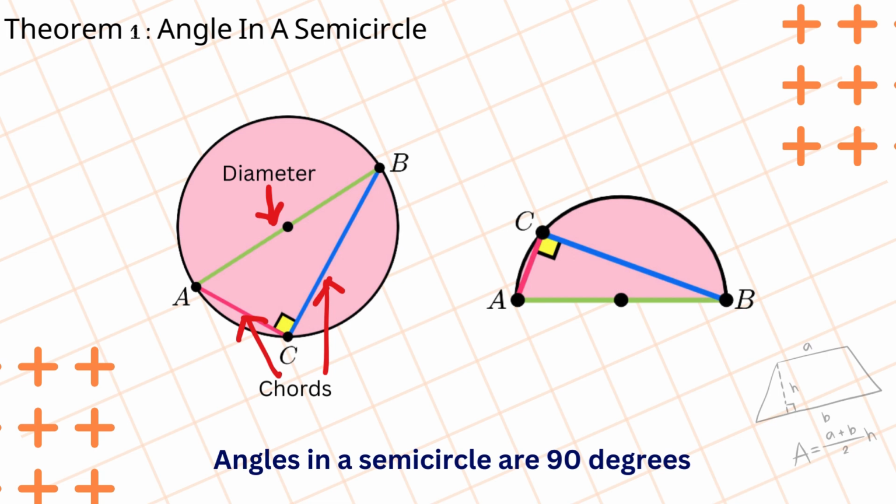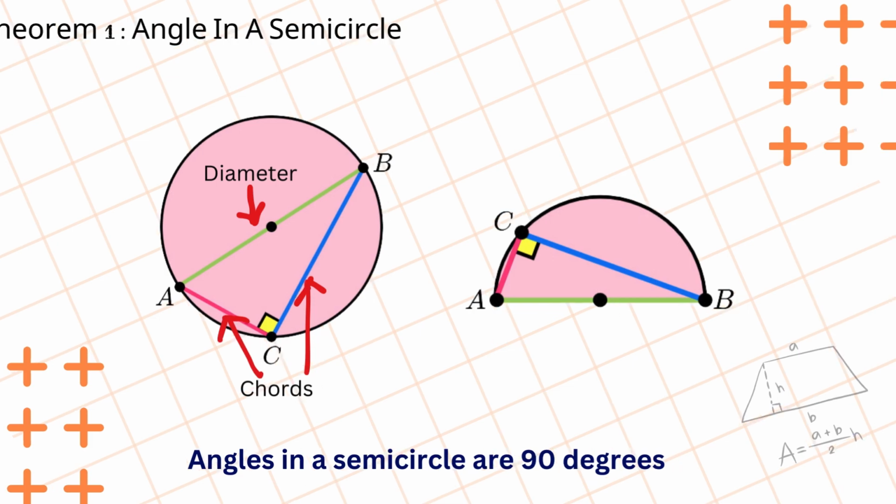This is the same for any point that is placed on the arc. The angle in a semicircle is always equal to 90 degrees. This wraps up our theorem number 1, angle in a semicircle. Now let's move to the next theorem.